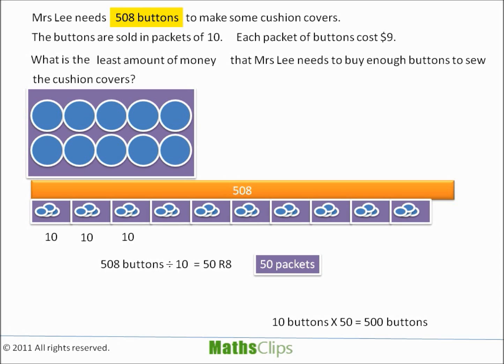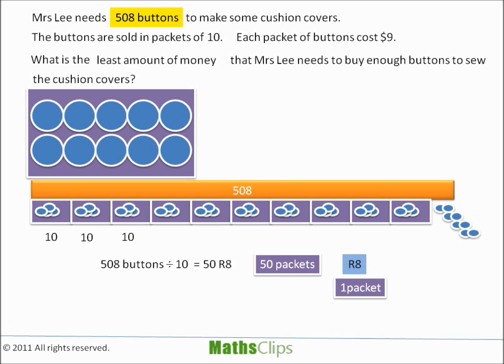So the 50 packets means that there are actually 10 buttons in each packet times 50, and that will give us 500 buttons. The remainder of 8 means that there are still 8 buttons remaining. So we can show it like this: 2, 4, 6, 8 buttons. In order for us to buy 8 buttons, we need to buy one more packet. One packet contains 10 buttons.